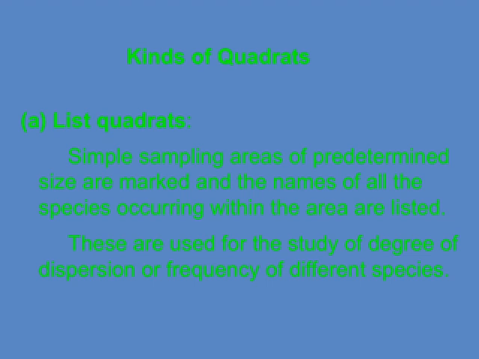This method helps us gather detailed information about the composition of the community within that specific area. One of the main uses of this approach is to study the degree of dispersion, or how frequently different species occur across the area. By doing this, we can understand patterns of distribution and how species are spread out in their environment. Overall, quadrats are a fundamental tool in ecology because they give us a snapshot of species presence and abundance, helping us analyze ecological relationships and community structure in a systematic way.